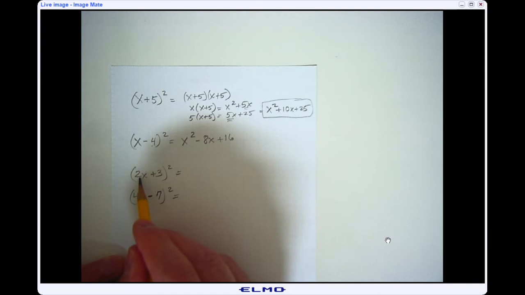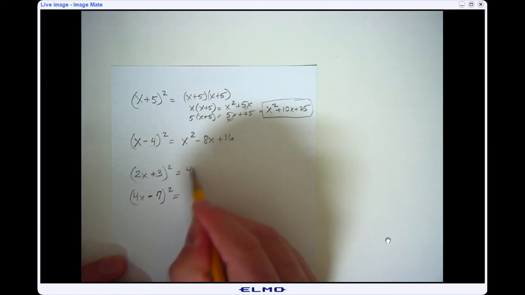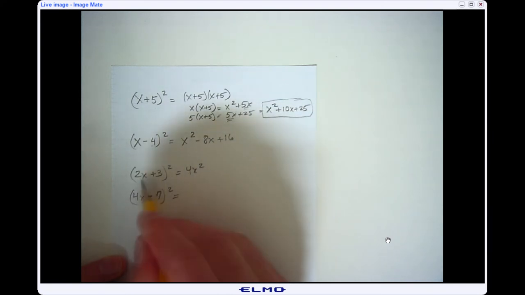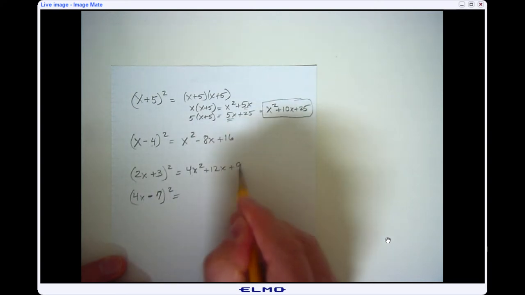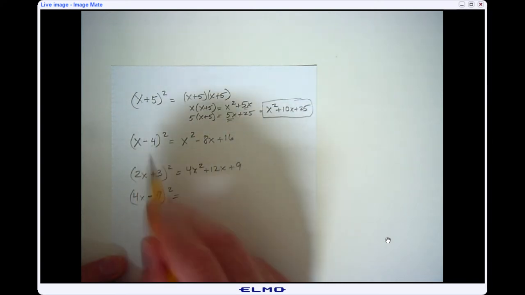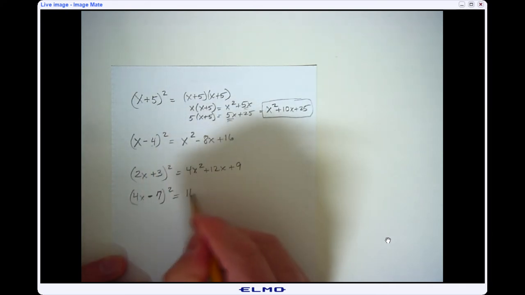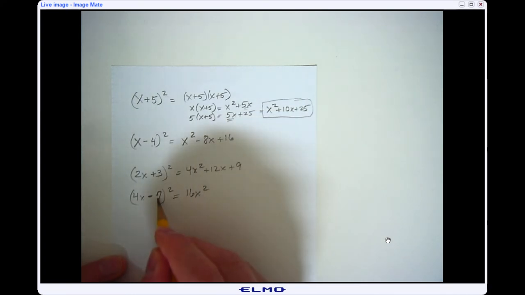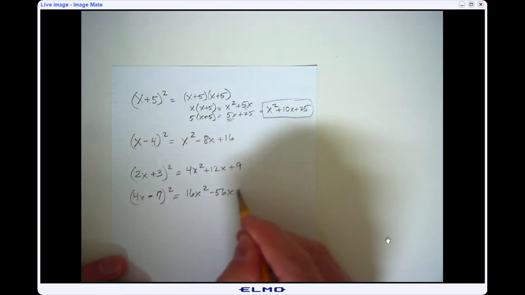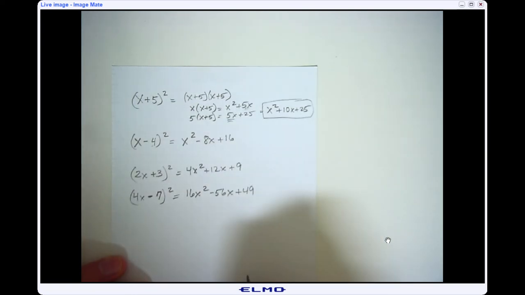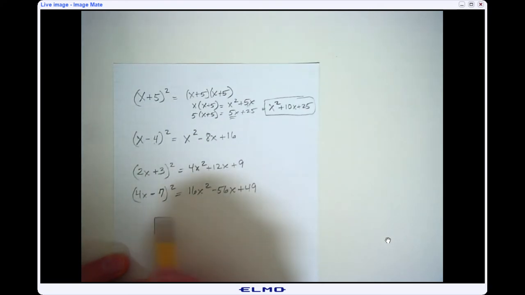So again, if I square this first term, 2x times 2x is 4x squared. If I multiply the inside numbers in parentheses, 3 times 2x is 6x, and double it, I'd be at 12x, and 3 times 3 is 9. We're just showing you some different combinations of plus and minus signs, but this pattern works for every one of them. So 4x times 4x is 16x squared. Negative 7 times 4x is negative 28x. Doubled is negative 56x. And negative 7 times negative 7 is 49. These are perfect square trinomials because I'm multiplying the same binomial times itself.